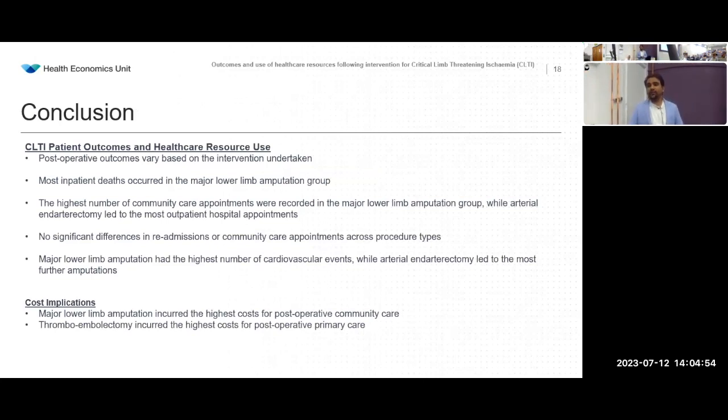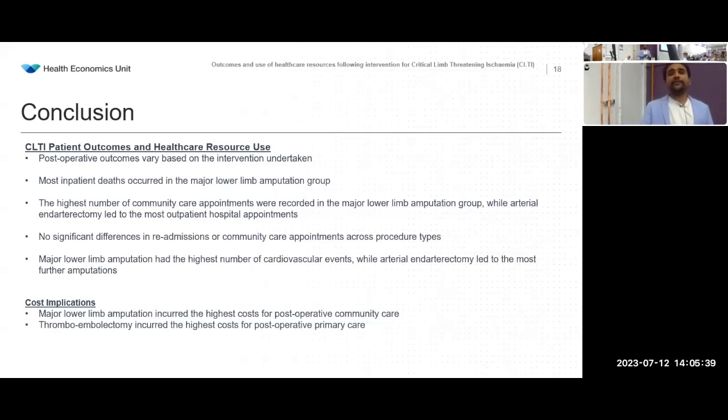In short, the conclusion was that post-operative outcomes vary based on the intervention taken, and most of the patients that died were in the major lower amputation group. The highest number of community care appointments was recorded for the lower limb amputation group, while arterial endarterectomy led to the most outpatient hospital appointments. We also concluded there was no significant difference in readmissions or community care appointments across all procedure types. Major lower amputation had the highest number of cardiovascular events, while arterial endarterectomy led to the most further amputations.